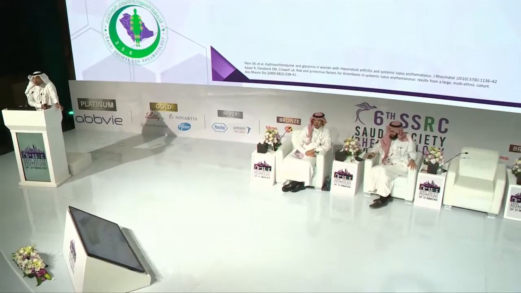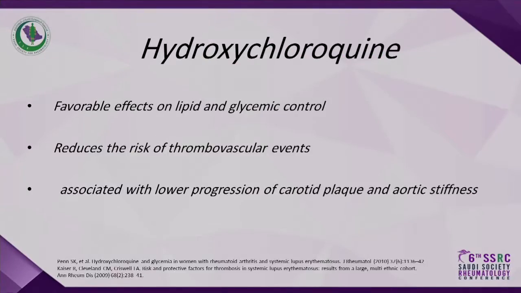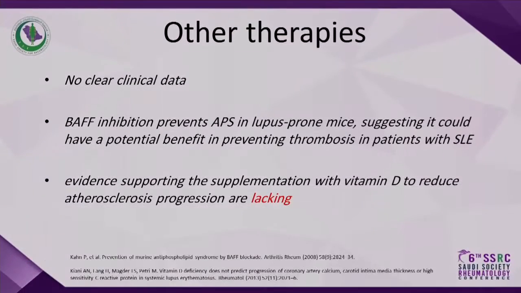So what about hydroxychloroquine and coronary artery disease? Hydroxychloroquine, as mentioned by the speakers earlier, has a favorable effect on lipids and glycemic control. It has antiplatelet effects, so it would reduce the risk of thrombovascular events. And not only that, it has been shown to be associated with slower progression of carotid plaques and aortic stiffness. So hydroxychloroquine should be our friend, a cornerstone for treatment of lupus patients, unless it's contraindicated.